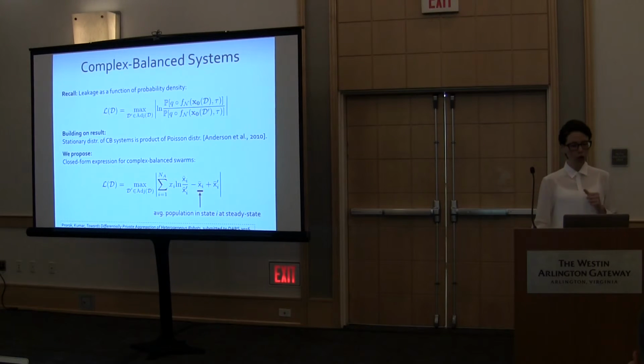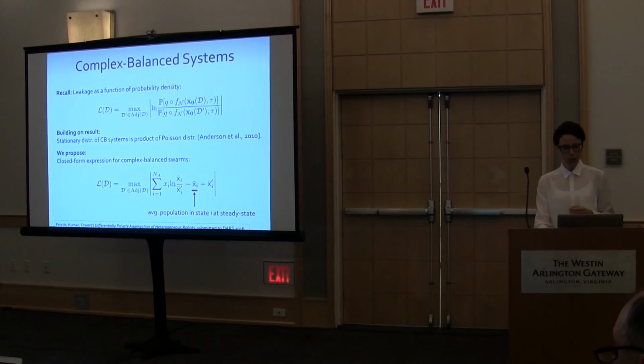So now recall our formula for the leakage that depends on this probability distribution. And we will now build on a result that was published not so long ago by Anderson and colleagues, which says that the stationary distribution of a complex balanced system is actually a product of Poisson distributions. And then we can manipulate these equations, and we can then formulate a closed form expression for evaluating the privacy of complex balanced forms. And this then only depends on the value xi here, which is the average population in state i at steady state.